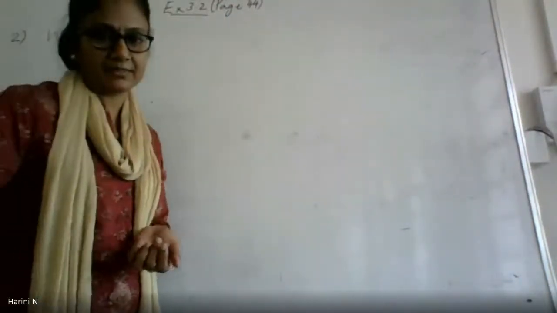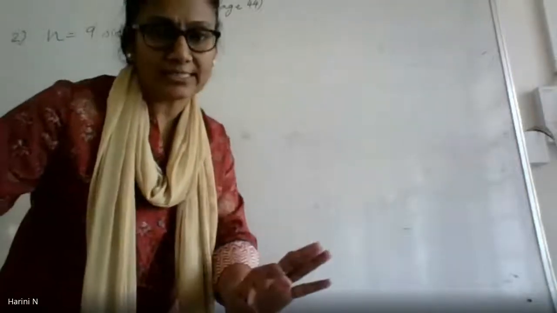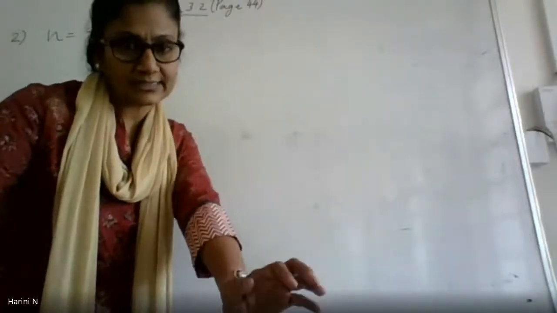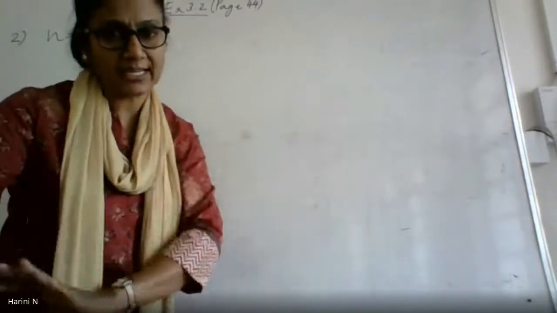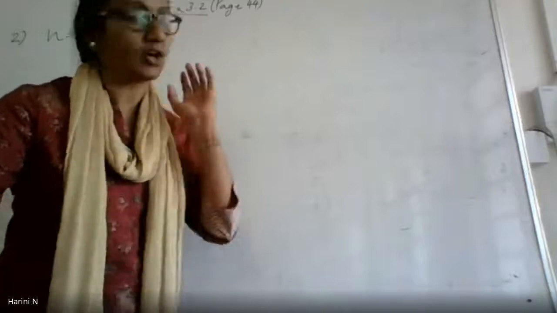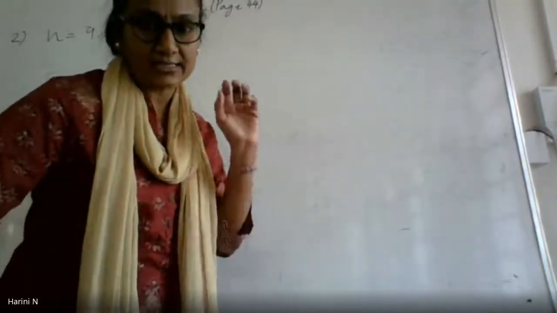It is a regular polygon. What do you mean by a regular polygon? We have discussed regular and irregular polygons. When do you say a polygon is regular? All its sides are equal. Ma'am, all sides are equal, ma'am. Yeah, when all its sides and all its angles are equal, then such a polygon is called a regular polygon. Now in our question, it is said it is a regular n-sided or 9-sided polygon. So I know all the angles are equal.